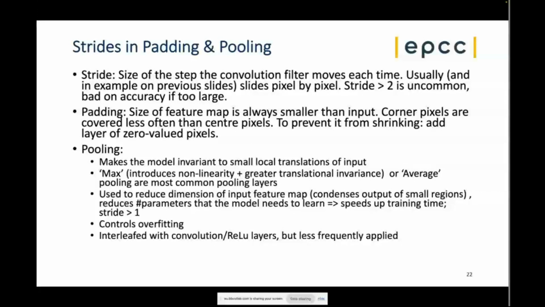By reducing the dimensions of what we're doing in pooling, it reduces the number of parameters that the model needs to learn, and so it speeds up the training time. The same with having a stride greater than 1. Another thing that pooling helps to do is control overfitting.